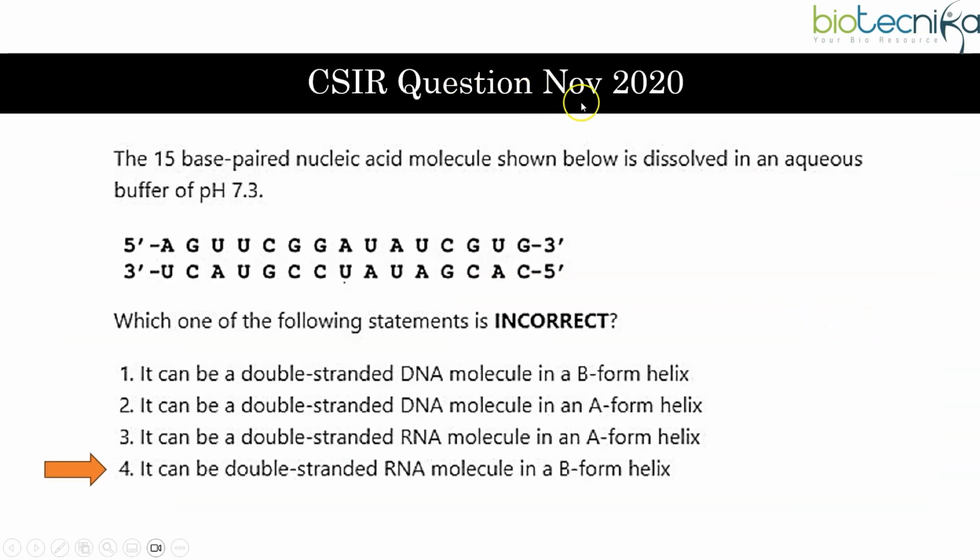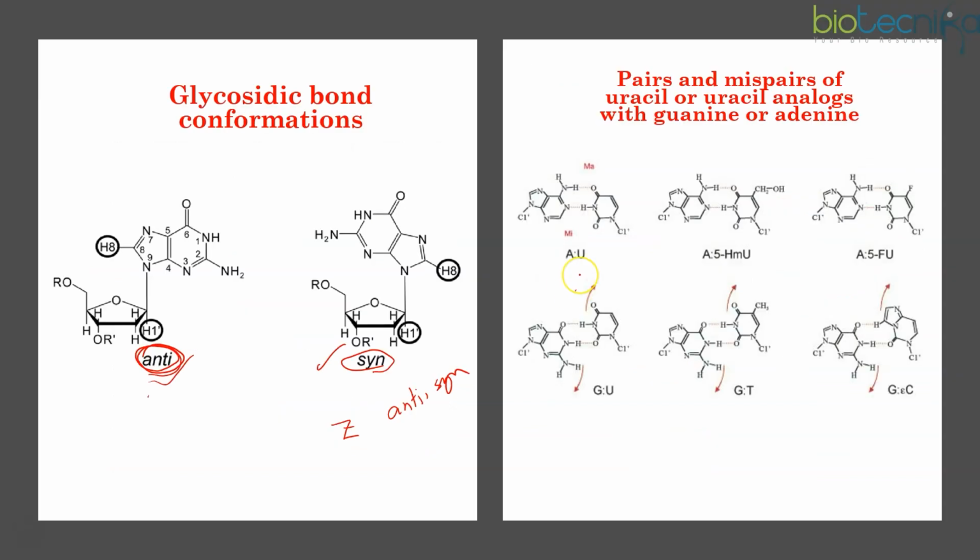Then we have another question from the CSIR November 2020 exam. This is also regarding base pairing. Here they are asking which of these sequences can be possible and which is the incorrect statement. Now you might think that U is there in the sequence, which means DNA cannot be there. But actually, obviously DNA can form. Uracil in DNA is not a regular base, but it can result from deamination of cytosine to uracil, which can create a mispair.